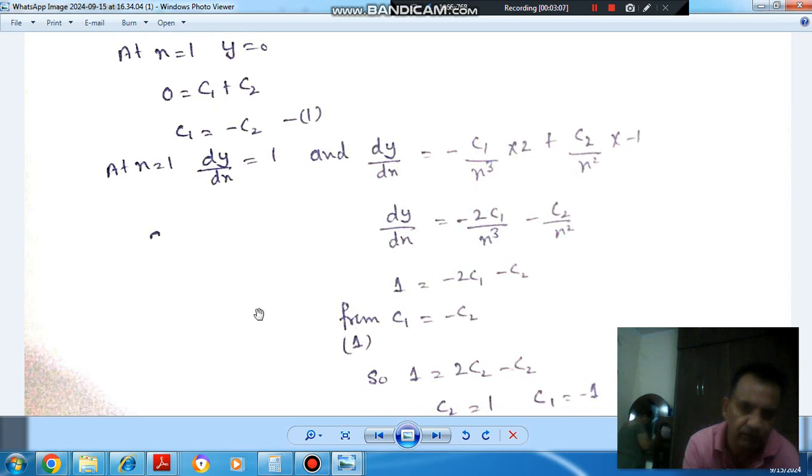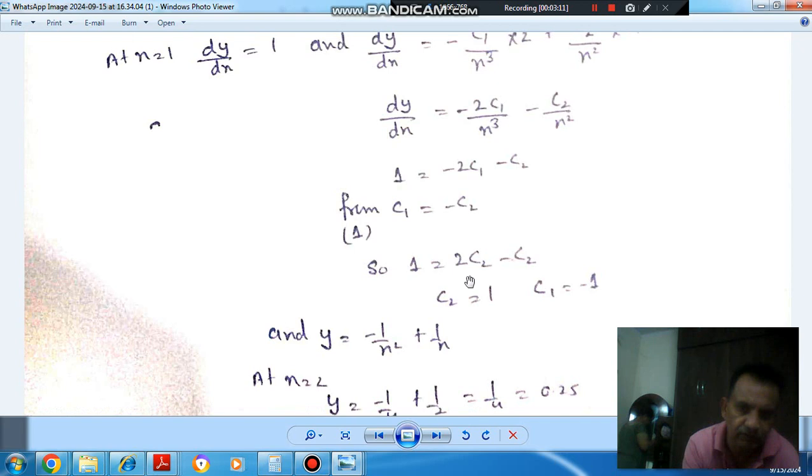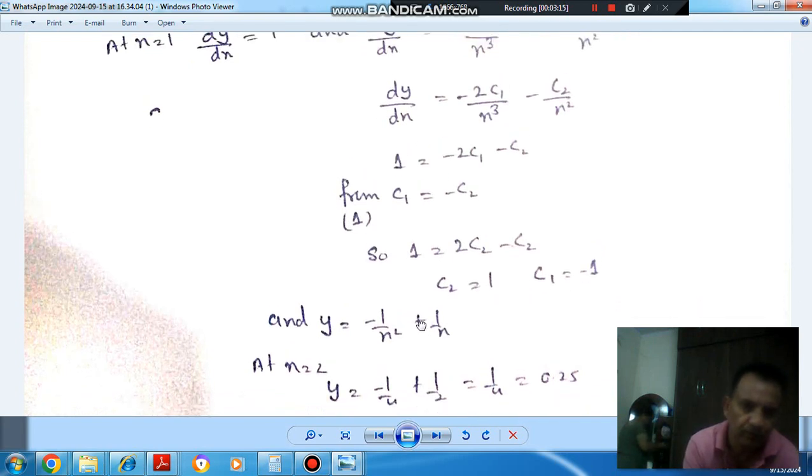So y becomes minus 1 by x square plus 1 by x. So at x is equal to 2, it will be minus 1 by 4 plus 1 by 2, which is 1 by 4 or 0.25. That is the answer.